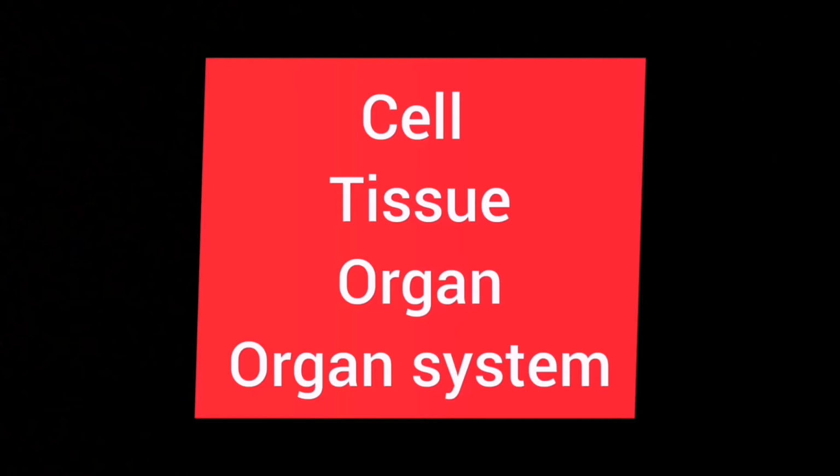Then a group of tissues is called an organ. Then the organs group to form a particular organ system. Organ systems like the digestive system, excretory system, etc. Thus, our entire body is formed from a single basic unit.